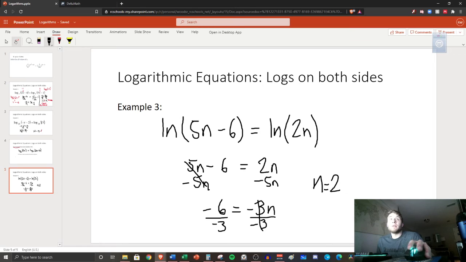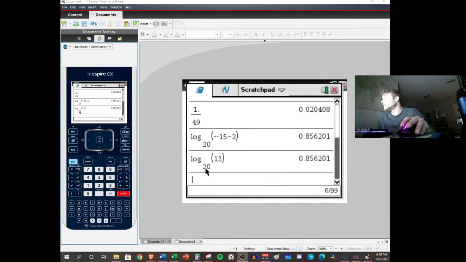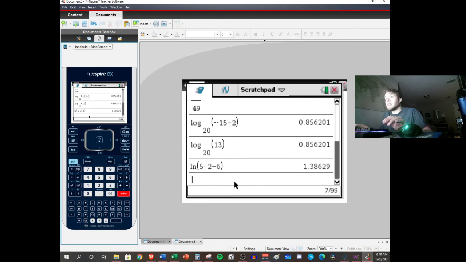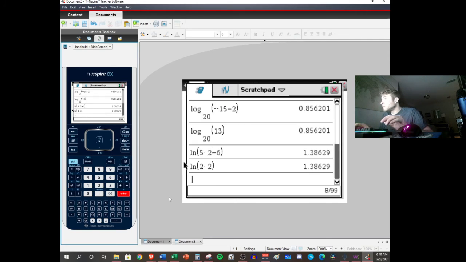Then we just need to check it really quick to make sure that there's no non-real parts to this. So I'm going to use my calculator, but you guys should know how to do this on the 80 series if that's what you're using. So 5 times 2 minus 6. So I get that, and then we have natural log, let's do it again, on the right side. So that's 2 times 2, and it works, okay?